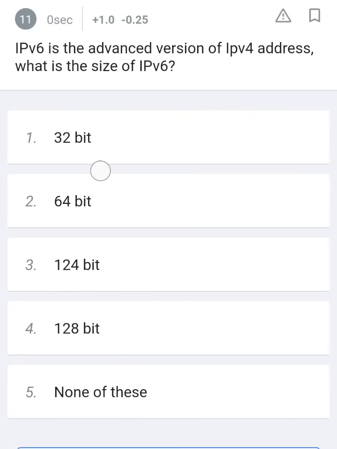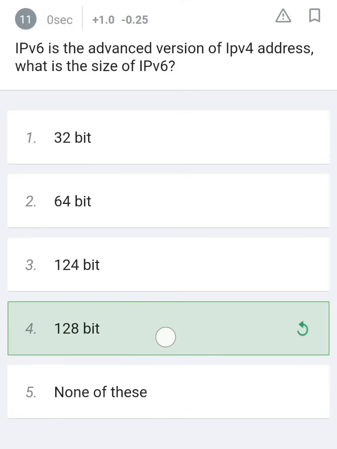Next, IPv6, that is Internet Protocol version 6, is the advanced version of Internet Protocol version 4 address. What is the size of Internet Protocol v6? So the size of version 6 is 128 bit. Got it?